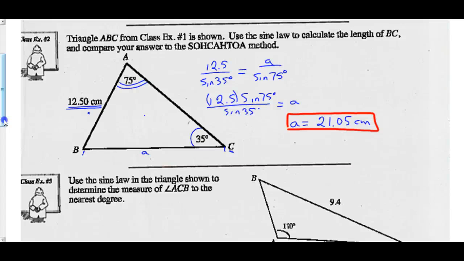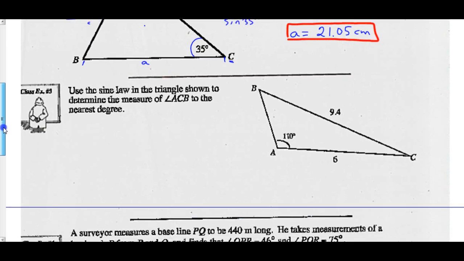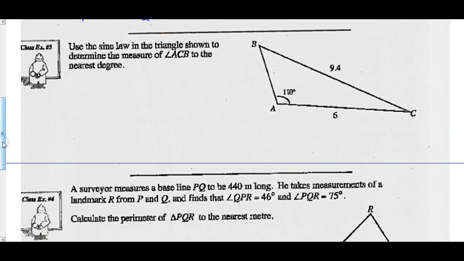Example 3. Use the sine law in the triangle shown to determine the measure of angle ACB to the nearest degree. So they want angle ACB, which is right here. So there's angle ACB.